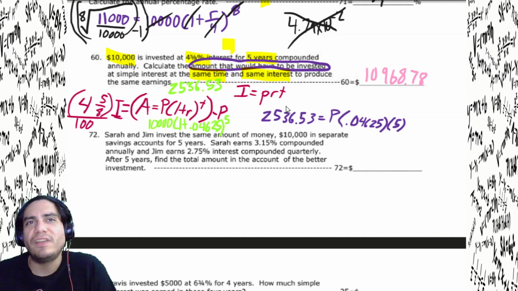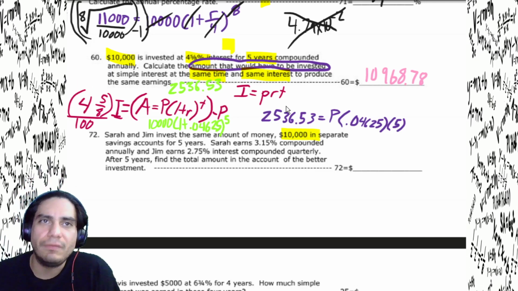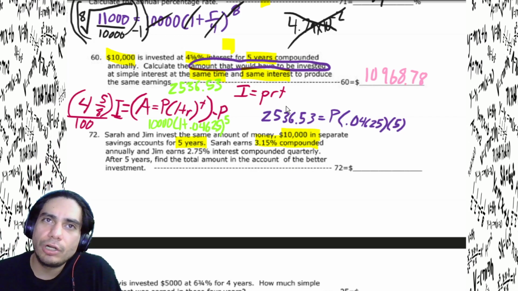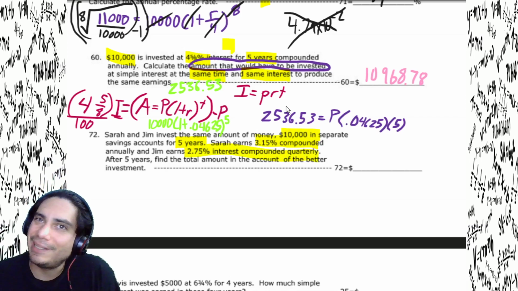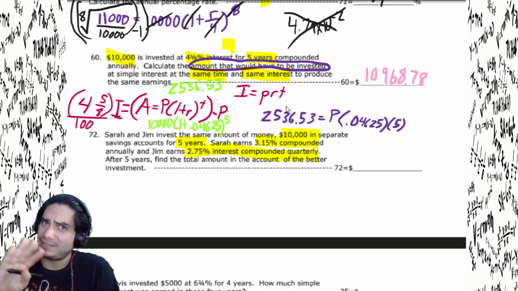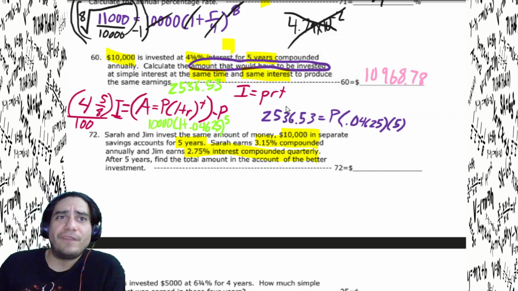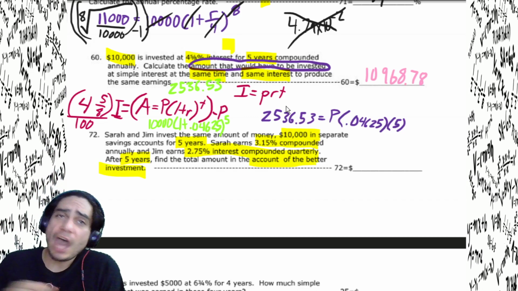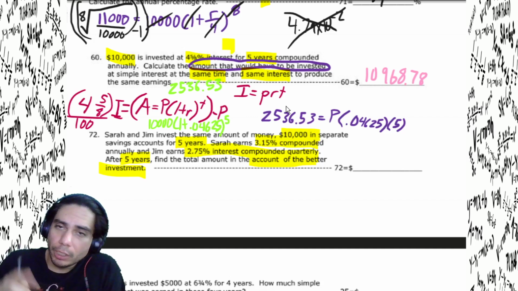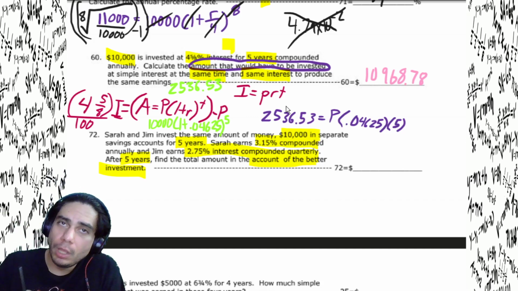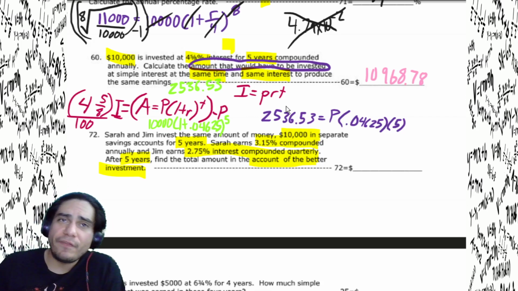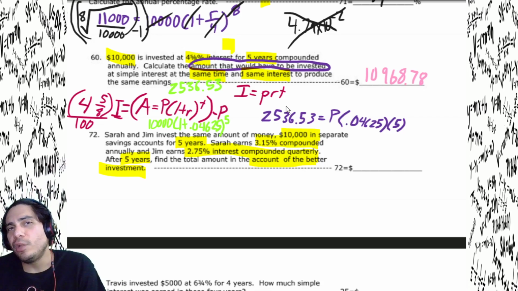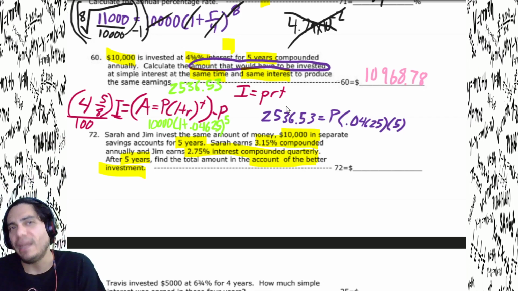All right, we got Sarah and Jim invest the same amount of money, 10 G's, in separate savings accounts for 5 years. Sarah earns 3.15 compounded annually. Jim earns 2.75 interest compounded quarterly. Okay, this one's going to be a little interesting right here because we may see something happen. After 5 years, find the total amount of the account of the better investment. Now, automatically, some people will assume that the 3.15% is a better deal. But, you know, we're only raising that one to 5. And I'll show you what I'm talking about.